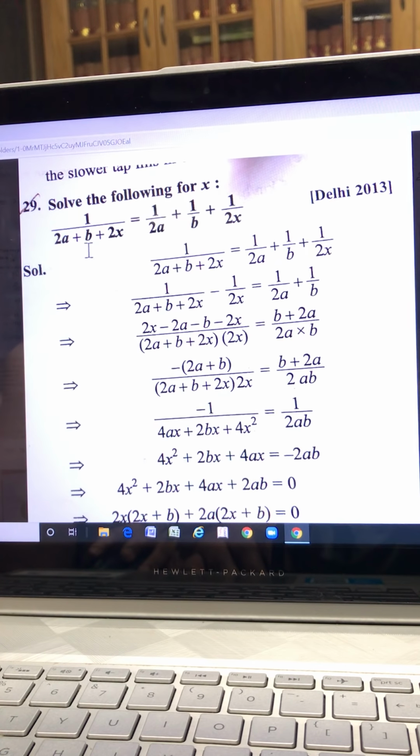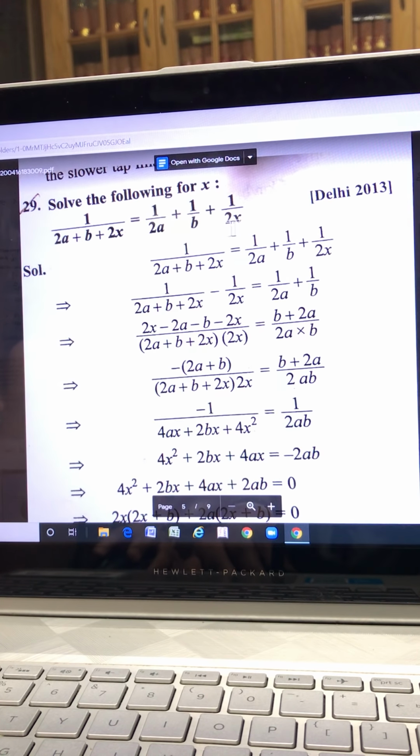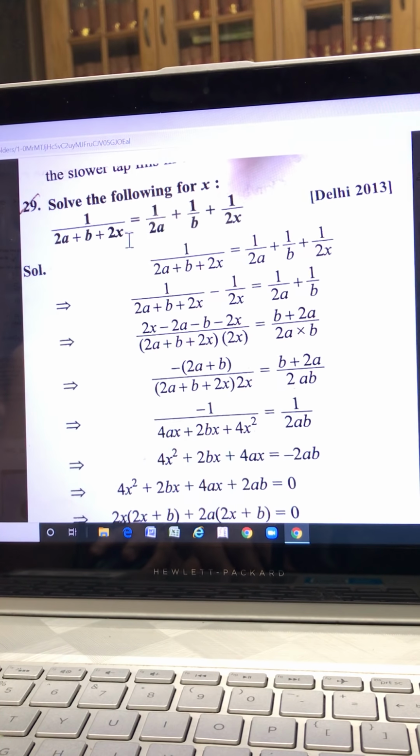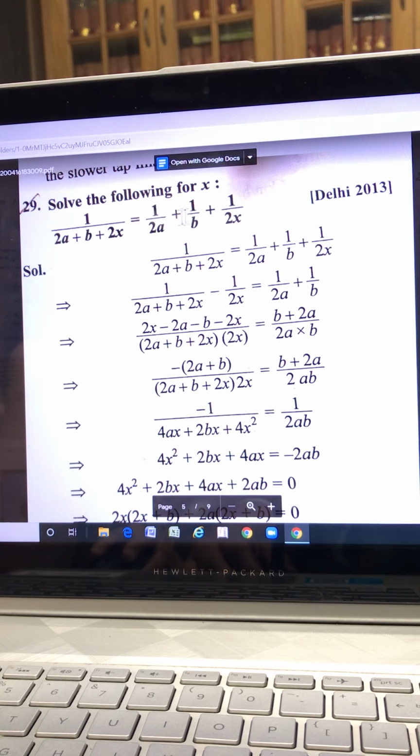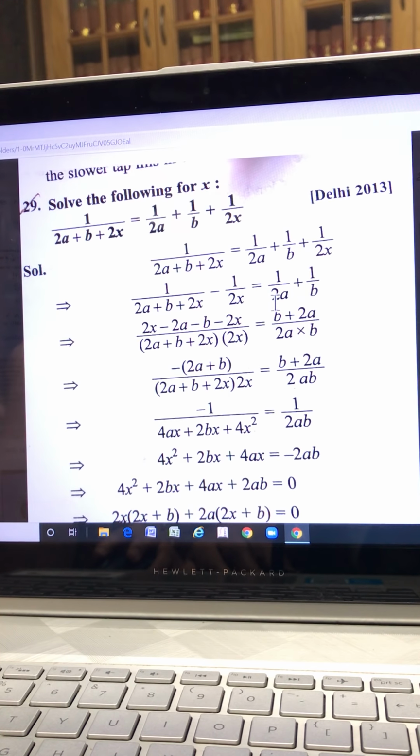So whenever you have question of this form, what you have to do, you have to combine the terms of x. x की term को एक तरफ कर लो, तो यहाँ से 1/2x को I bring it to LHS, ये LHS में आ जाएगा, and on the RHS you will be left with 1/2a plus 1/b. And once you have done this step, that you have combined the terms of x, now the question becomes very simple. You have to proceed in the same manner.